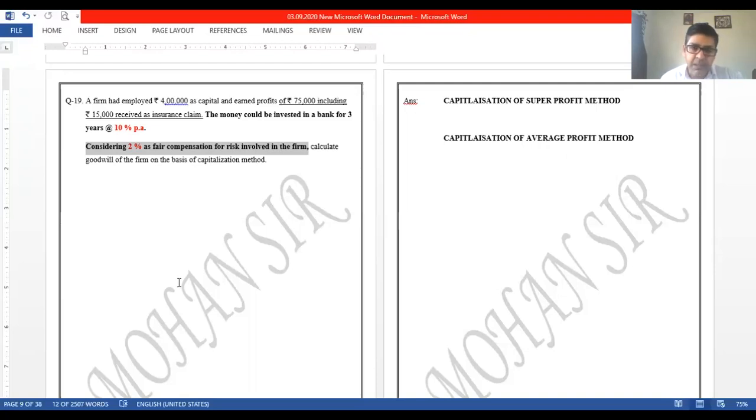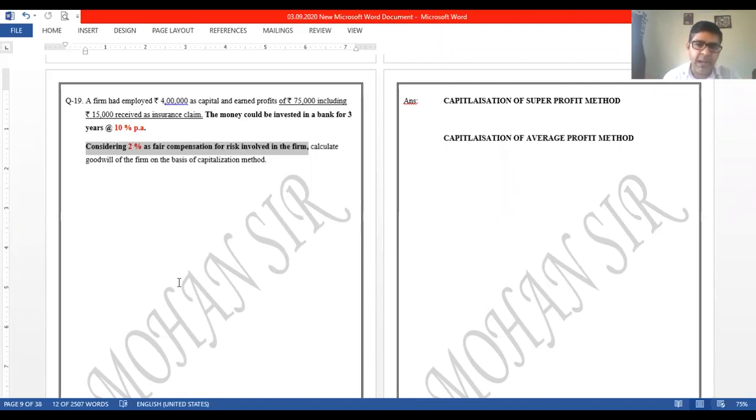Now, this 2% is the fair return for the risk involved in the business. 10% is already being received from a fixed deposit, but if we invest money in the business, 2% can be considered as an extra return that can be earned, right? So basically, the rate of return in this sum will be 12%. We cannot take only 10%, and we cannot take only 2%. 10% is for fixed deposit, 2% is just for the extra risk that we take in the business, right? So that's the return for the risk taken. So 10 plus 2 will be 12%.